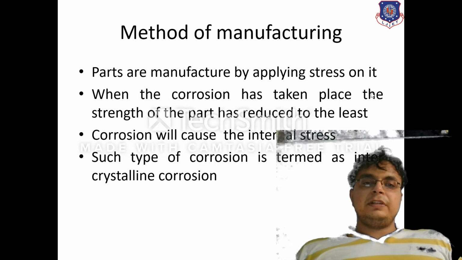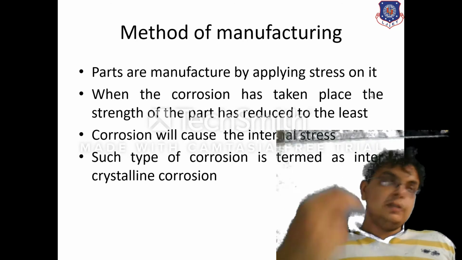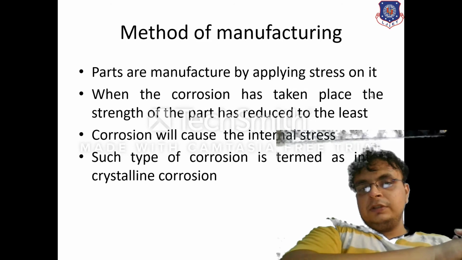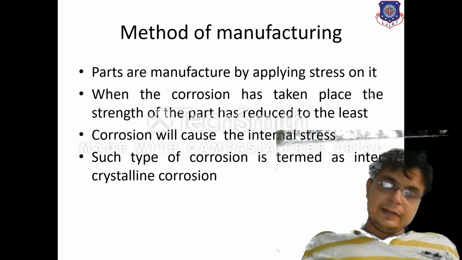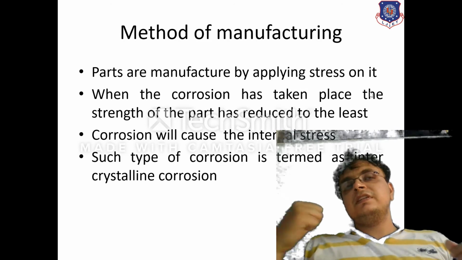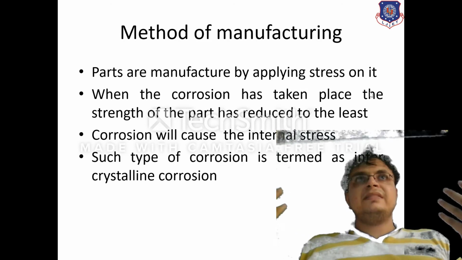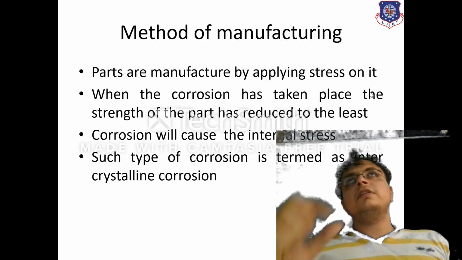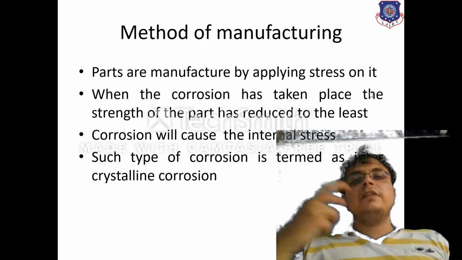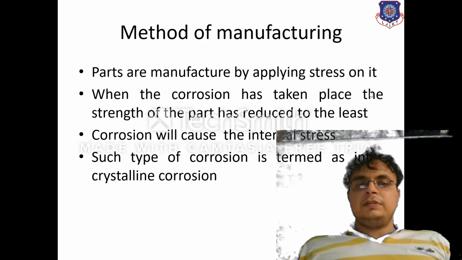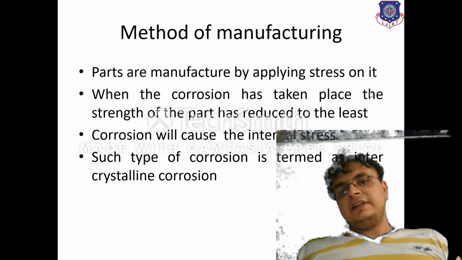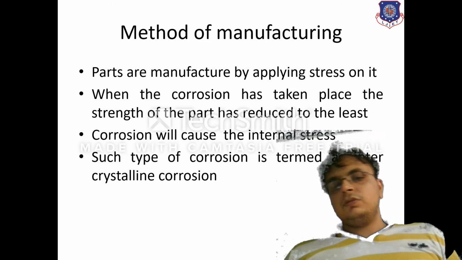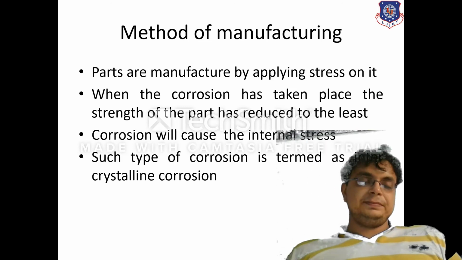Method of manufacturing. Parts are manufactured by applying stresses on them. So if manufacturing is being done, obviously stresses will also be induced. So when the corrosion takes place, the member that is already under stress because of the construction will get overstressed, and that member will not be able to resist any kind of load acting on it, and what will occur is nothing but the failure of the substance. So yes, corrosion will cause internal stresses, and ultimately the failure will take place. Such type of corrosion is termed intercrystalline corrosion.